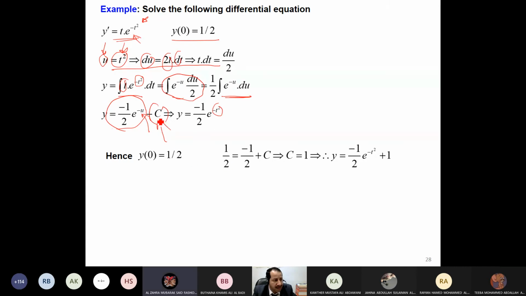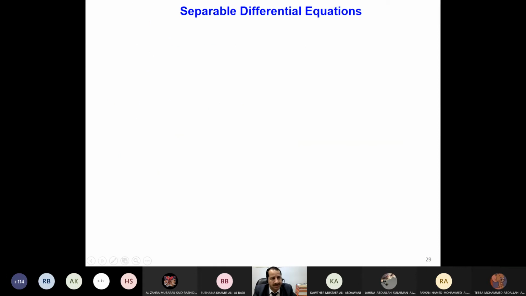If I am given an initial condition, I use it to find the constant c here. As you can see here, I have an initial condition telling me that at t equals 0, y equals 1 over 2. So I substitute here 1 over 2 for y, and 0 for t, and solve to find c. Very simple. This is direct.